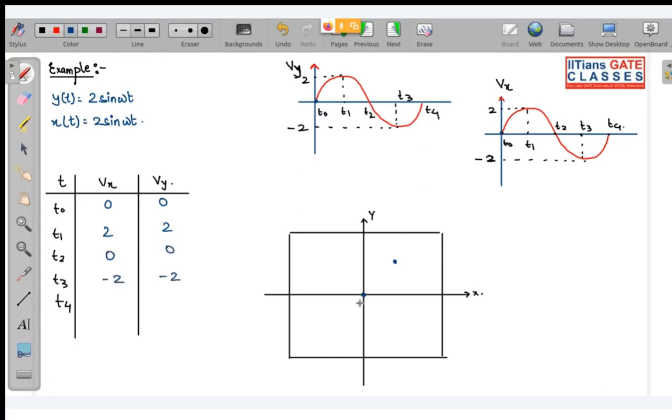This is minus 2, means somewhere over here it is going to hit. And then once again at T4 we have 0, 0, so it will come to this point. So how is your curve basically?